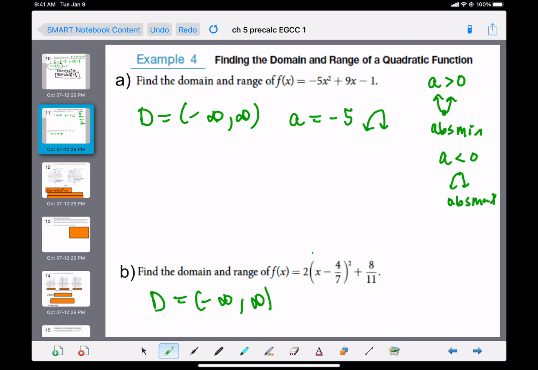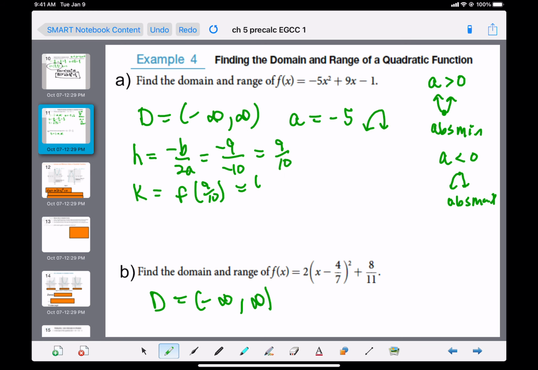So let's do that. So let's find our h. Well, that's negative b over 2a, which is negative 9 over negative 10, or 9 tenths. Just leave it in proper fraction form. Now, what's our k? Well, our k, I have to plug in 9 tenths. So I am going to use a calculator. Negative 5 times 9 tenths squared, plus 9 times 9 tenths, minus 1. And I get an answer of 61 20ths.